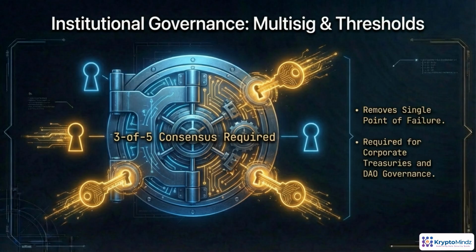Multi-sig and threshold schemes turn access control into a small consensus protocol. Instead of one private key controlling critical assets, several parties hold independent keys, and a predefined subset must agree before any action executes. This removes a single point of failure and is essential for securing corporate treasuries, institutional custody, and DAO governance decisions.